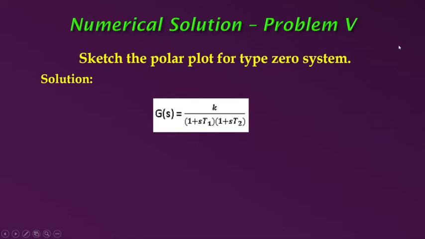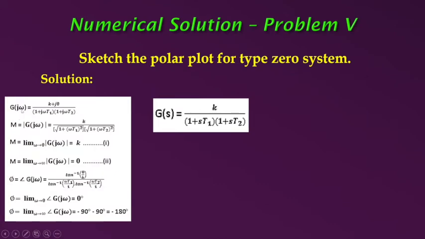Numerical solution, problem 5. Sketch the polar plot for a type 0 system. Type 0 system means no pole present at the origin. Then consider the type 0 system, G equal to K divided by (1 plus S T1) into (1 plus S T2). There is no pole present at the origin.